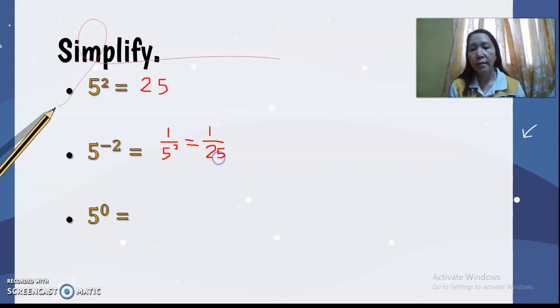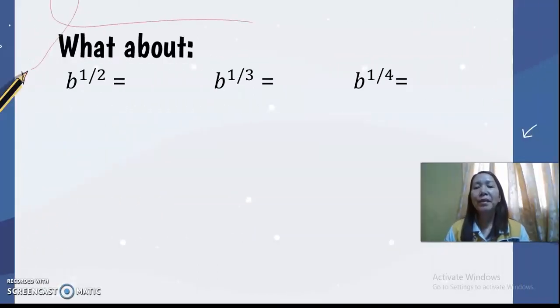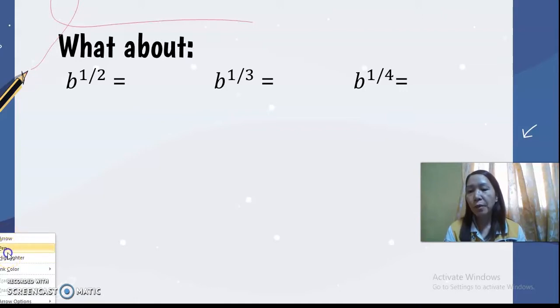Next, we have the zero exponent. By definition, any number raised to zero, the answer is 1. Let's go a little bit beyond. What if the exponent is a fraction? What will we do? This is different from the previous examples. The exponent now is a fraction. So b raised to 1/2 can be rewritten as the square root of b.